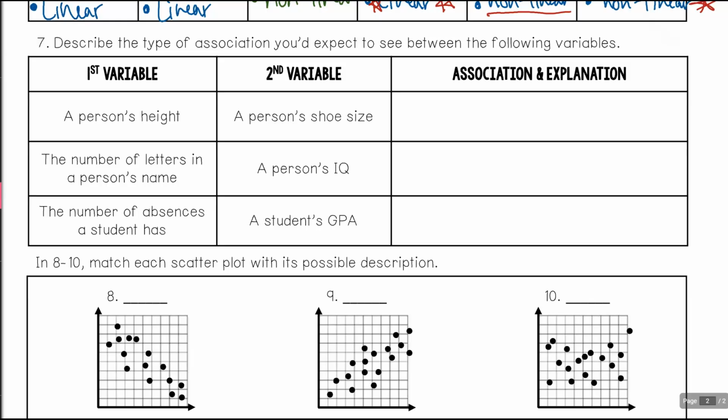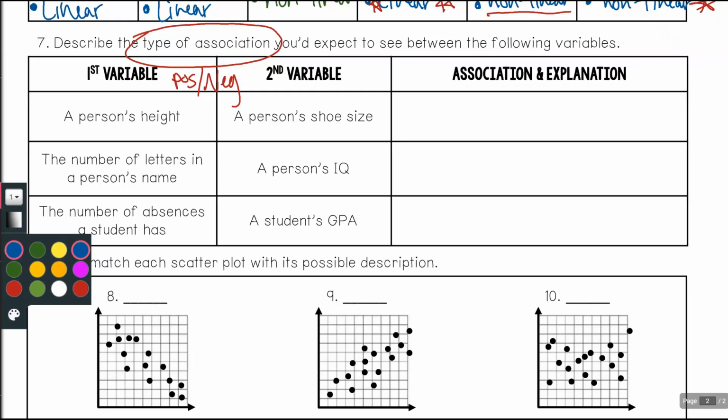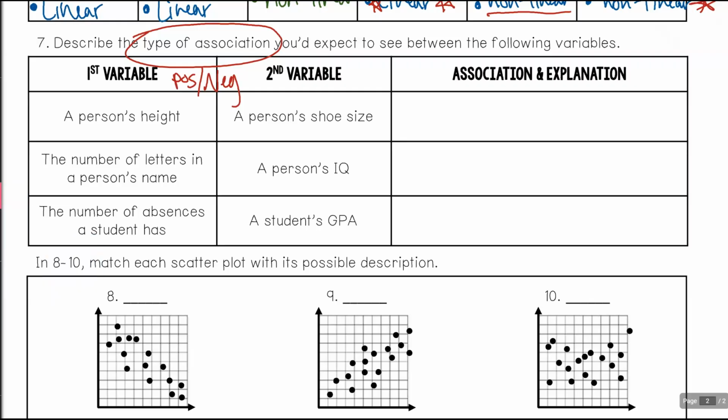So then the last part has you look at a table and looks at a few more graphs and how we're describing this. We're going to talk about type of association, so we're just thinking positive or negative here and the reasons why, okay? So on number 7, the first one, a person's height and a person's shoe size. So if you think about this, as the height goes up a lot of times, right? So does the shoe size. So think about that. If one's increasing, the other's increasing, that's going to be a positive example.